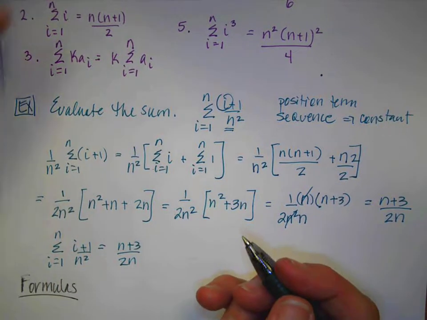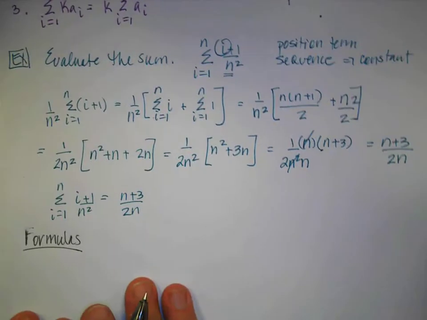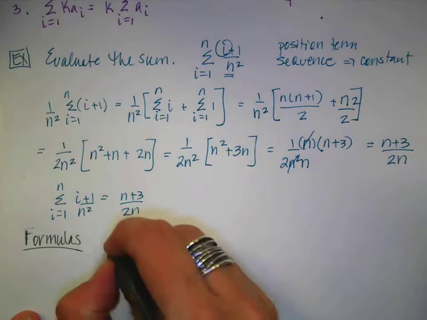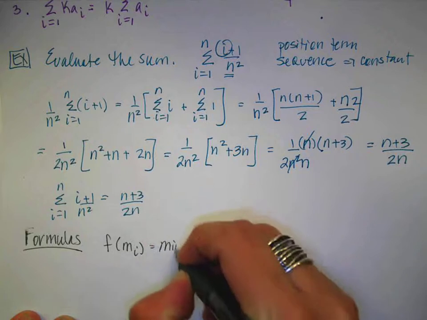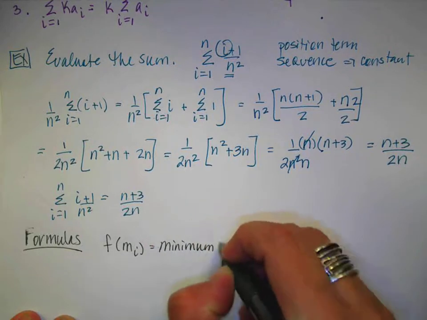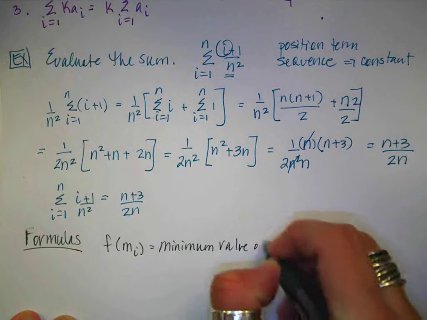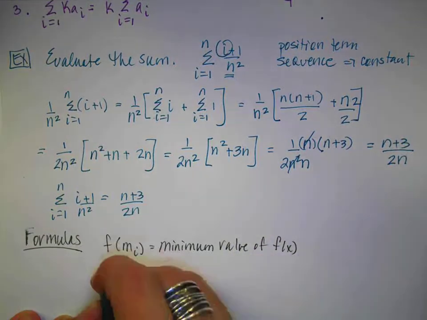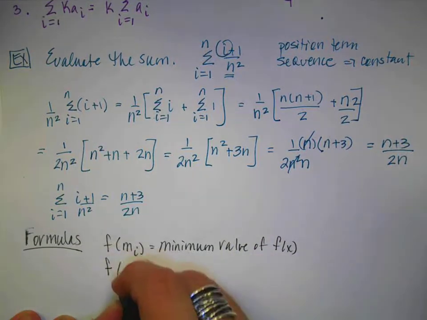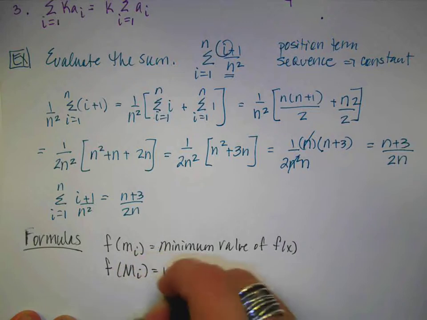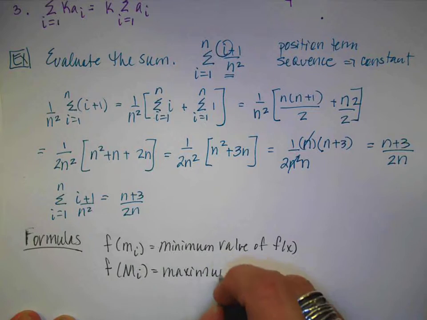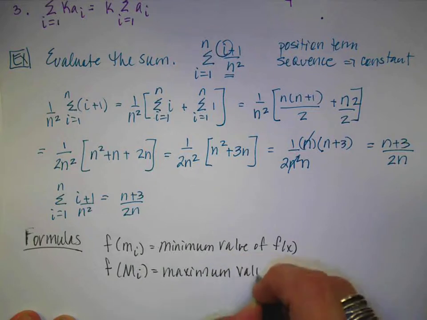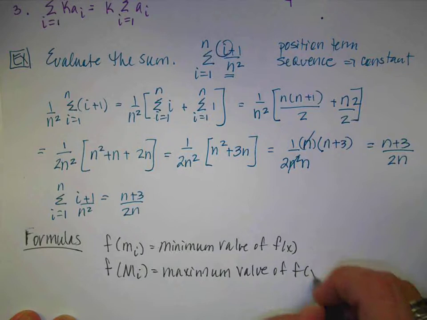All right, so here are my new formulas, and we're going to be using our summations to help us find the area. So if I have f of little mi, then this is the minimum value of f of x, okay? And f of capital Mi is going to be the maximum. You'd never know that that pen is green. It looks kind of black. Maximum value of f of x, okay?